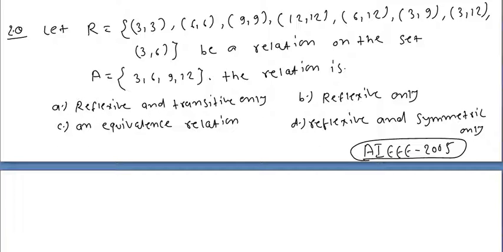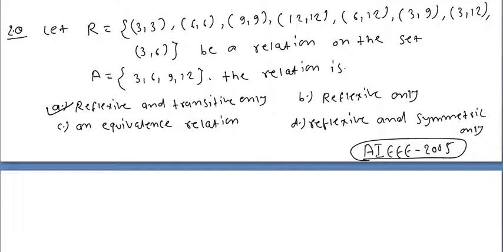So this is reflexive and transitive. Reflexive only is not true. And for equivalence relation, just check whether it is symmetric or not. 3 3 is available, all are the same, but for 6 12, check whether it has a 12 6 or not. There is no 12 6, so it is not a symmetric relation. So if it is not symmetric, then we can say this is not an equivalence relation. That is, the given relation is reflexive and transitive. So option A is correct.